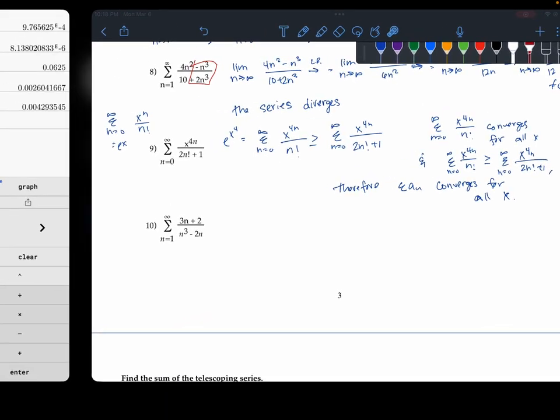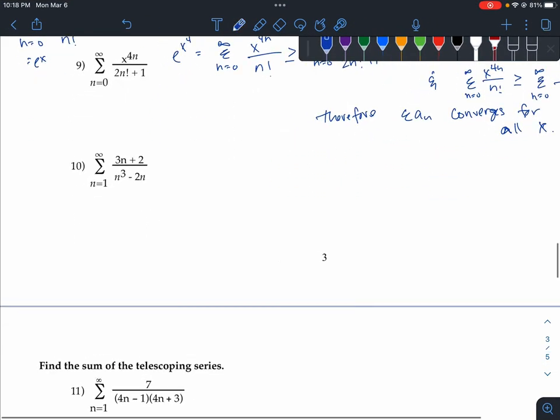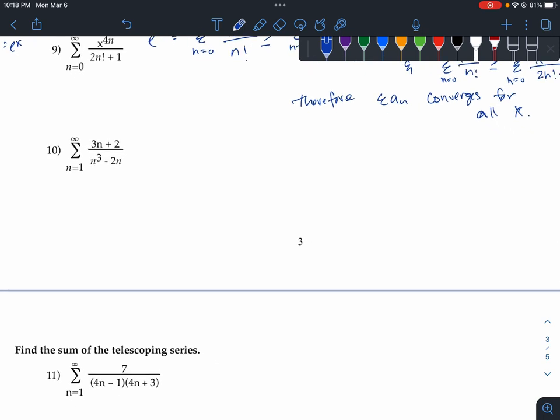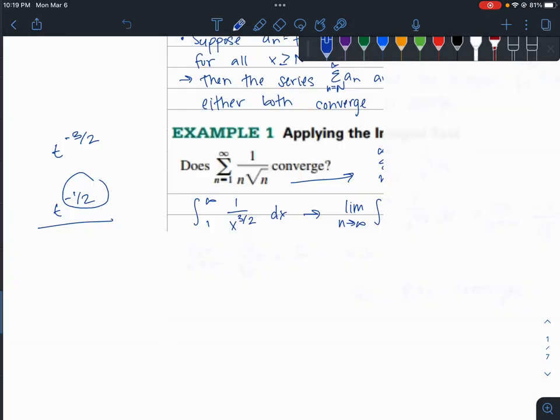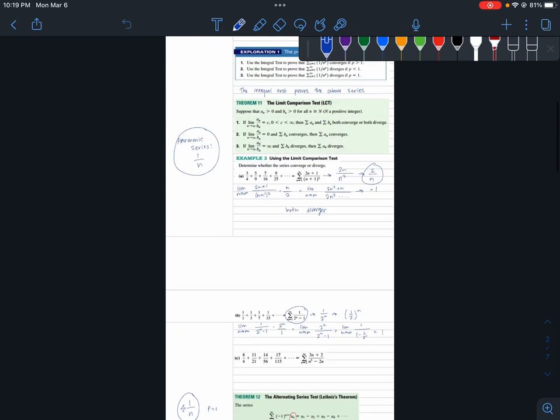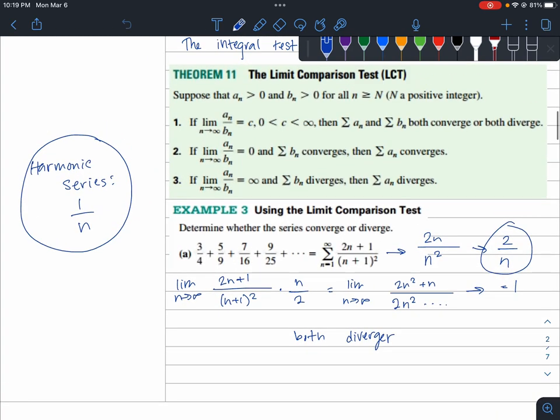Now, limit comparison has 3 different outcomes, but there's really one outcome that happens, I feel like 90 to 100% of the time. Let's see, I have 10.5 notes. Let's see if I bring this back up. Okay, so here are the results of the limit comparison. So b sub n is usually your comparison function. First of all, a sub n and b sub n have to be greater than 0 for all n. So there's that condition.